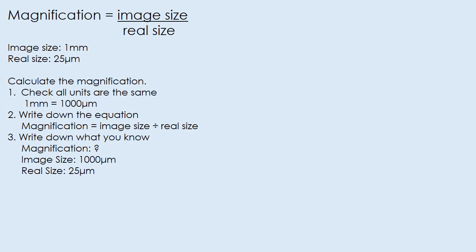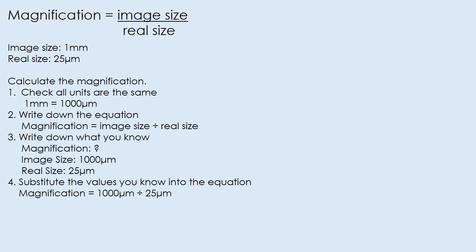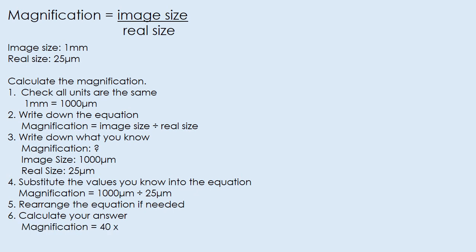Okay, we've got most of the equation now. We're now going to put those values into the equation, putting them back into where they go. Okay, so that image size of 1,000 micrometers and that real size of 25 micrometers. So we get magnification is 1,000 micrometers divided by 25 micrometers. You put that into your calculator, or you may need to rearrange the equation, and we can calculate our answer. We get a magnification of 40 times.